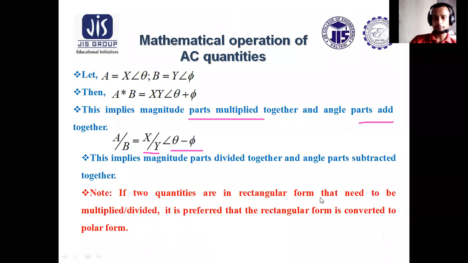If two quantities are in rectangular form and need to be multiplied or divided, it is preferred that rectangular form is converted to polar form. You can perform multiplication and division in rectangular form, but it is preferred to convert them into polar first and then perform the operation using the rule.